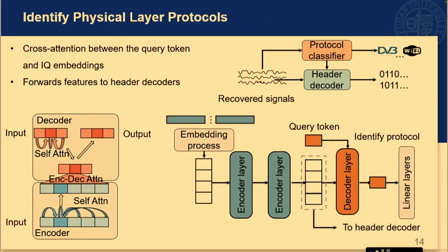We co-design the protocol classifier and the header decoder. First, the protocol classifier takes the reconstructed signals from the previous module. Here, a trainable query token is fed into the transformer decoder layer alongside IQ embeddings for cross-attention. It extracts global information to identify protocols. The intermediate features from the transformer encoders are also passed to the header decoders. This encoder and decoder structure is designed to facilitate feature fusion and the header decoder stage.